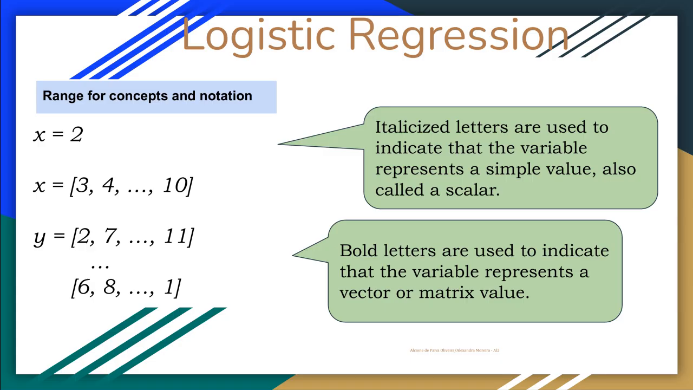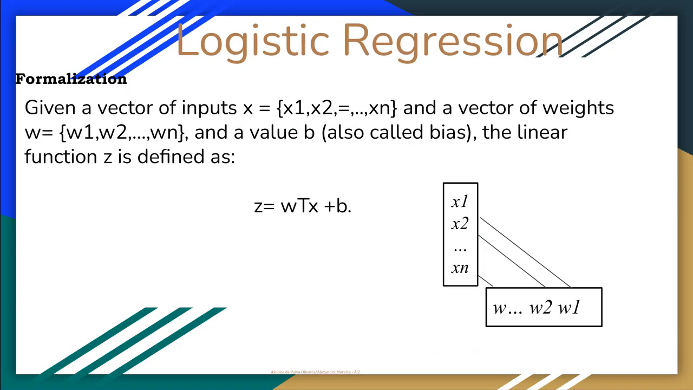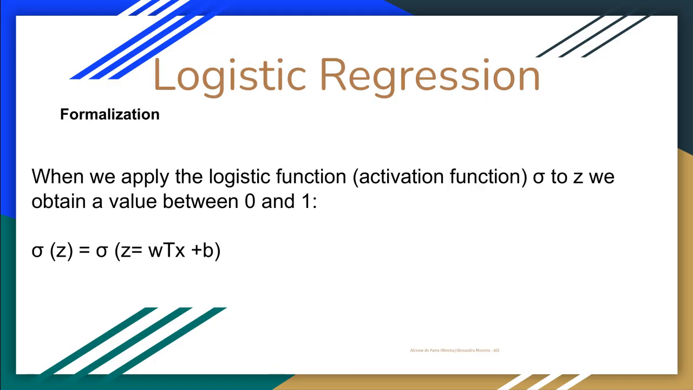Now that we understand the calculation done by logistic regression, let's describe this step in a slightly more formal way. Given an input vector x with values x1, x2 up to xn, and a weight vector w with values w1, w2 up to wn, and a bias value. Then the linear function z is defined as the multiplication of the transpose of the vector w with the vector x plus the bias. The transpose of a vector is simply the transformation of a vector from column form to row form to facilitate multiplication. It's a transformation that mainly helps in matrix multiplication.